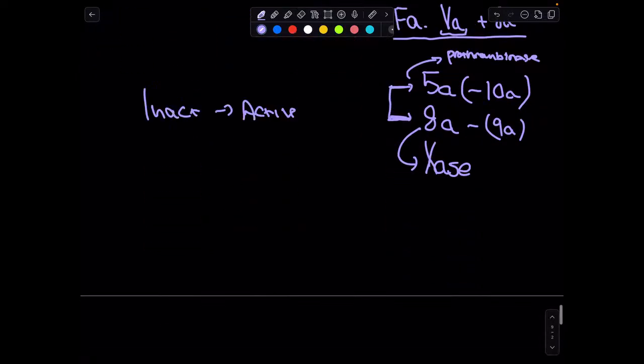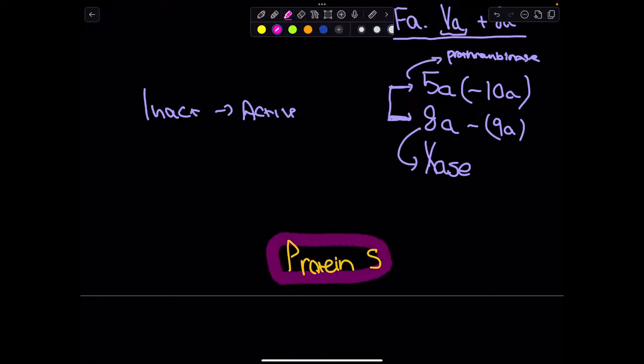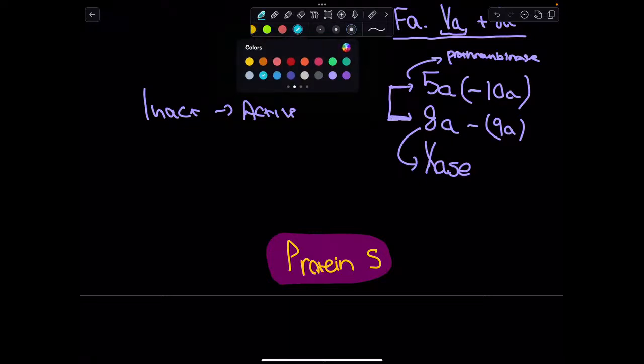And what about protein S? Protein S is a cofactor for activated protein C. It enhances the ability of APC to inactivate factors VA and 8A. Essentially, protein S helps ensure the anticoagulant effects of protein C are efficient. Tell me more.